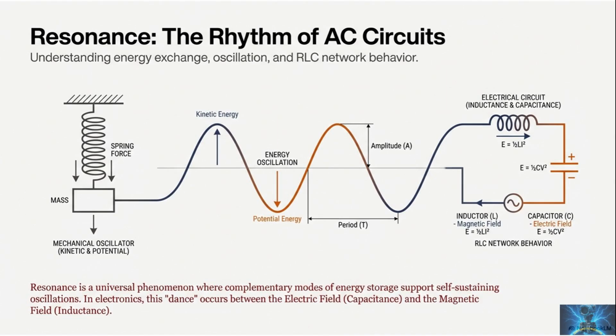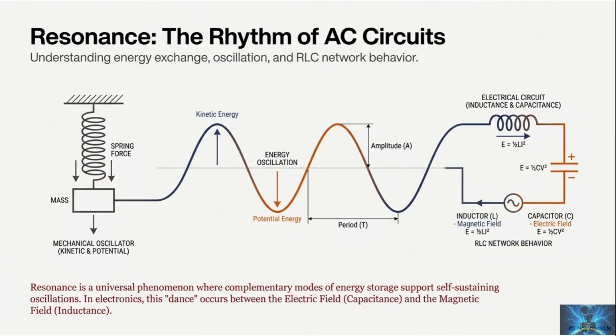Resonance is the rhythm a circuit naturally wants to vibrate at. Today we are connecting two worlds, a mechanical oscillator, mass and spring, and an electrical oscillator, inductance and capacitance. The key idea is energy trading back and forth, not disappearing.